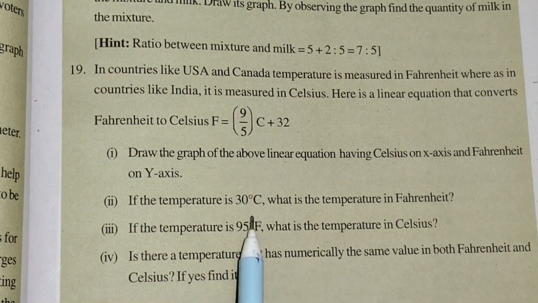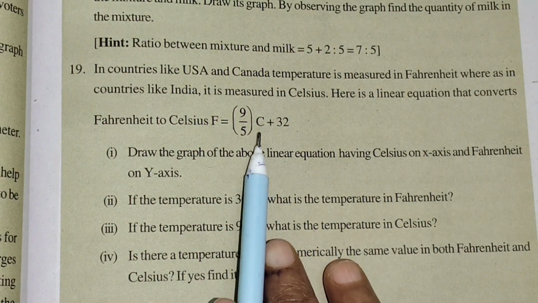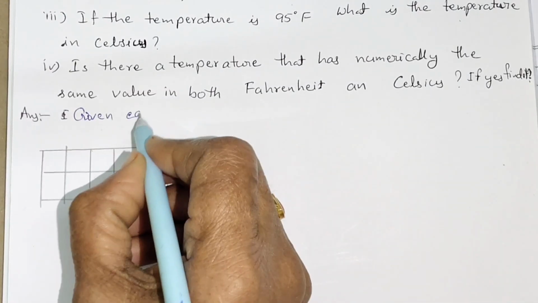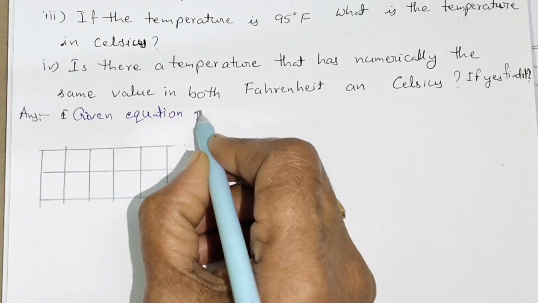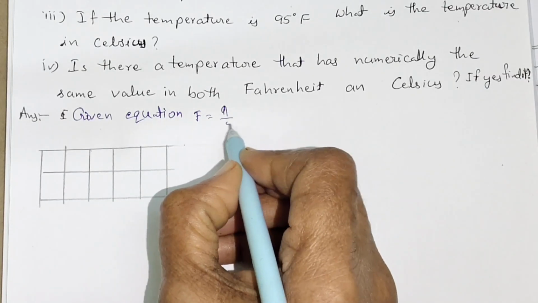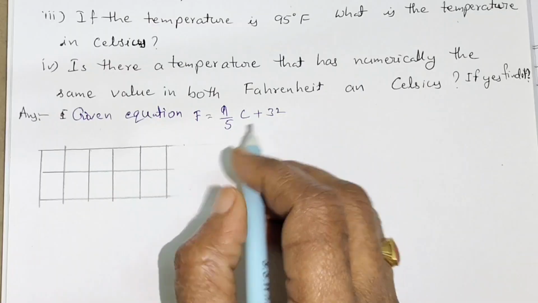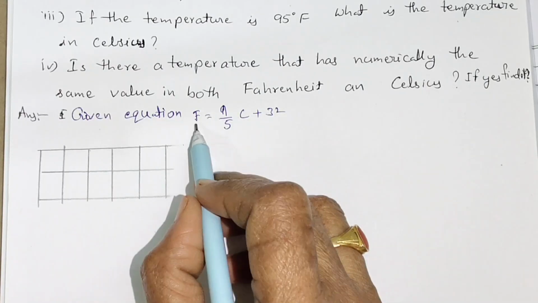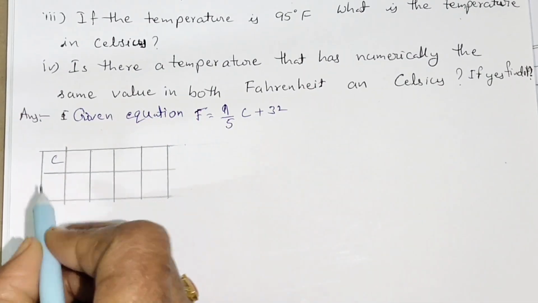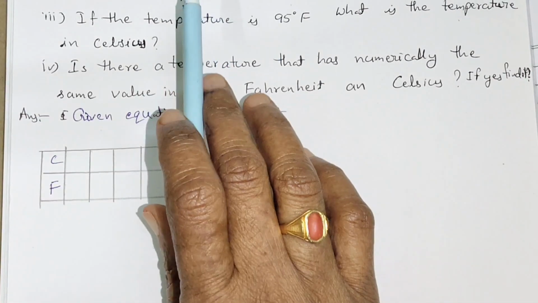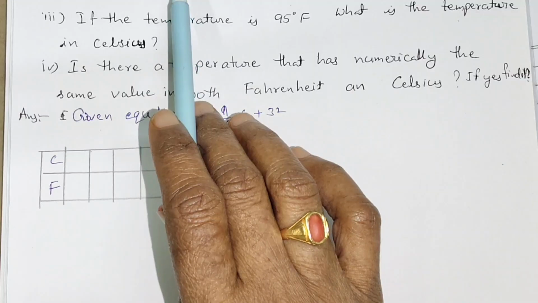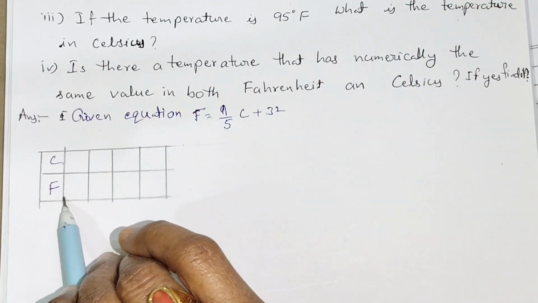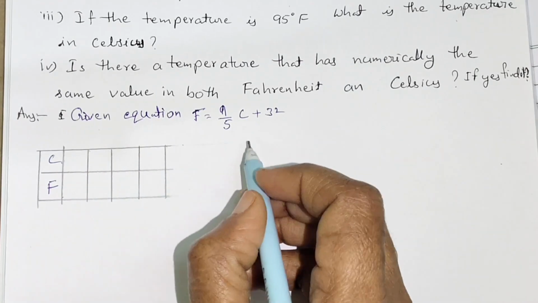So now first we use these instructions and we use the equation to draw the diagram. Here first we write the given equation. The given equation is F is equal to 9 by 5 into Celsius plus 32. So we take x as C and y as F. On the x-axis of the graph of the linear equation we take Celsius, and on the y-axis we take Fahrenheit. So here the first one is completed.